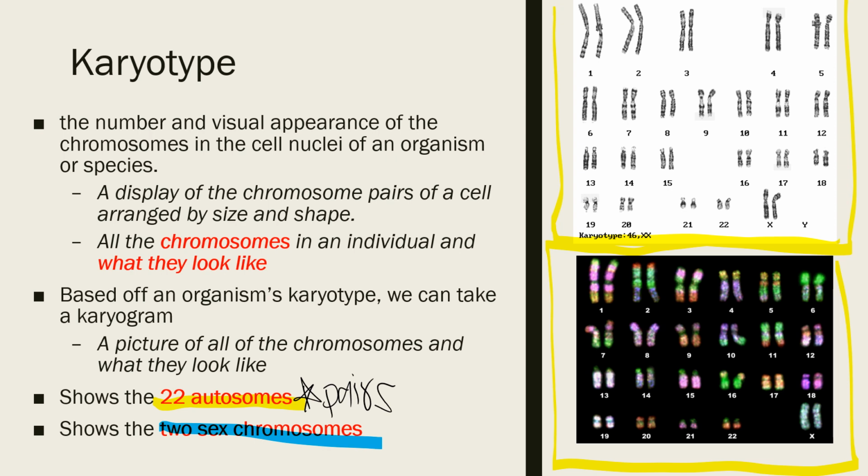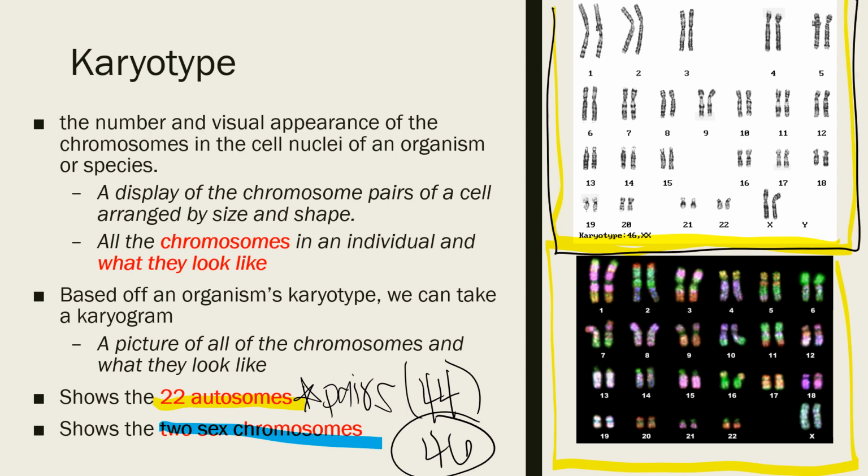Our autosomes just carry our DNA. Now, these 22 pairs of autosomes, plus the two sex chromosomes, give us our 46 total chromosomes. If we go back to meiosis and mitosis, every cell has to have 46 chromosomes. And so these chromosomes are what we see and what we're looking at in a karyotype.